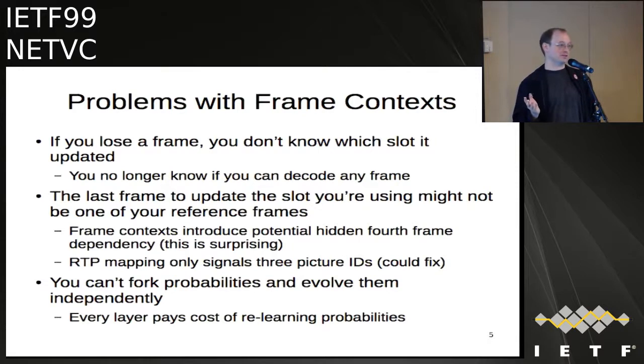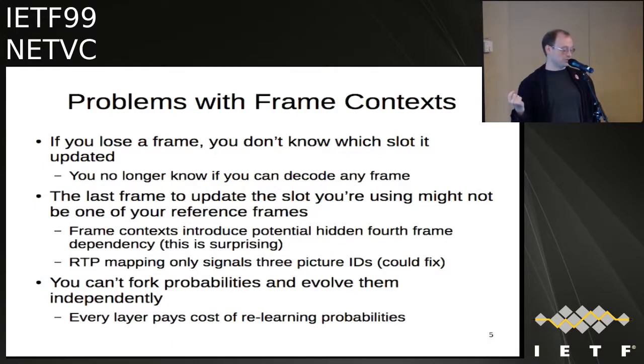So there's a couple of ways we could fix this. We could signal a fourth picture ID. We could impose some requirements in the encoder that the slot you use must have come from one of your reference frames. That's a discussion that we'll have on the payload list to figure out how to handle that for VP9. But we thought for an X codec we could do better.